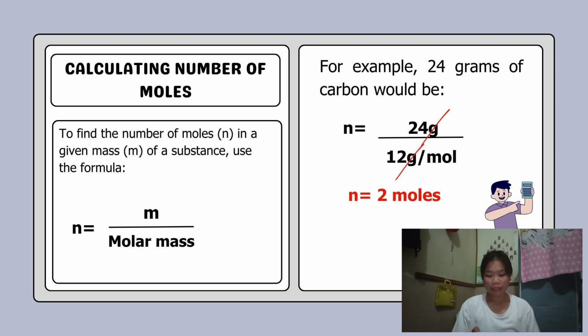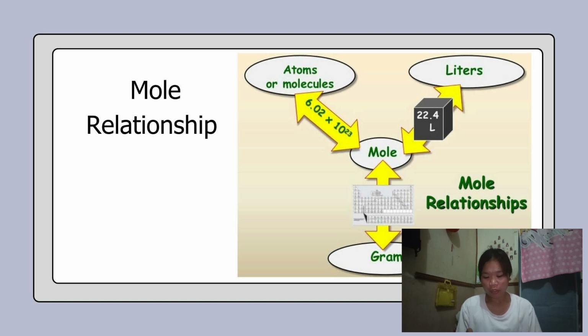And then, next, we have the mole relationship. We have atoms or molecules, liters, and grams. For atoms, the number used is Avogadro's constant. And for liters, it is 22.4 liters.